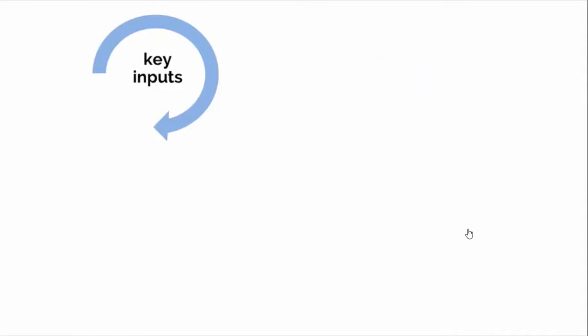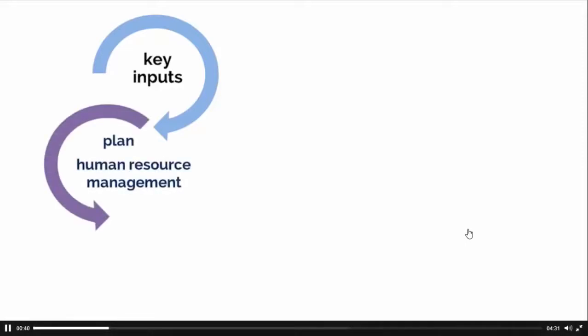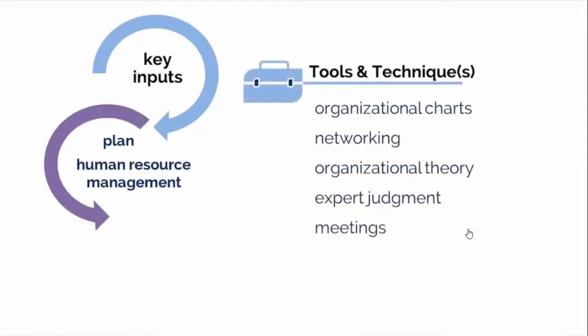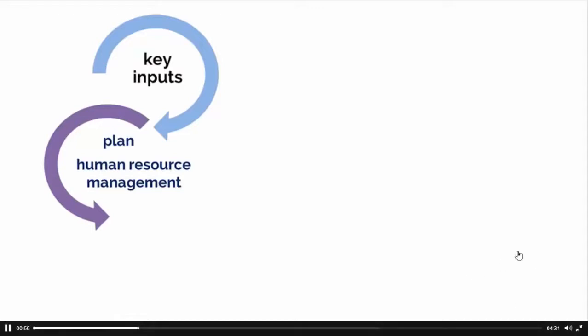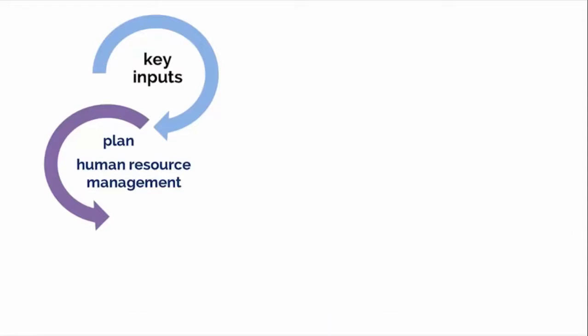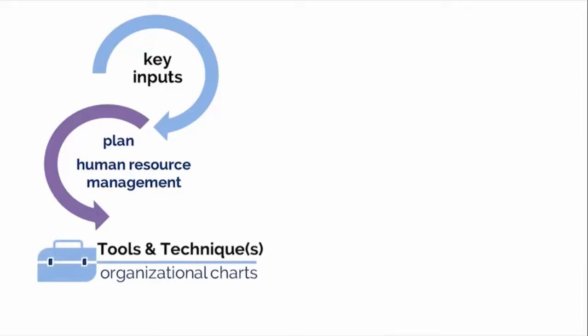The tools and techniques for the plan human resource management process are listed here: organization charts and position descriptions, networking, organizational theory, expert judgment, and meetings. I'd like us to look a little bit deeper into these first two. During the plan human resource management process, we can use organizational charts and position descriptions to document team members' roles and responsibilities and reporting relationships.